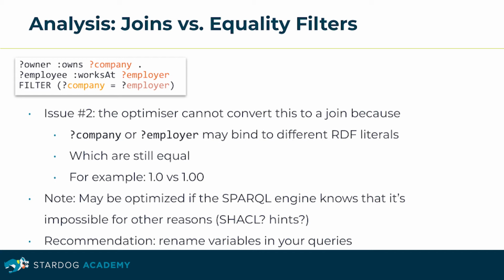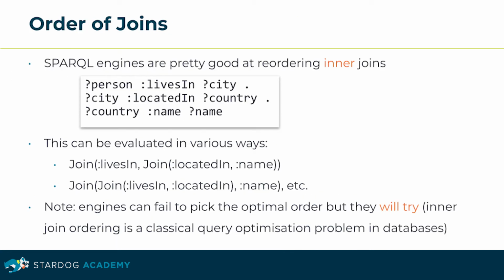So performing a simple adjustment of renaming the variables such that they naturally appear as a join, with the variable in the object position on one and the subject position on the other, is the recommended fix. With many graph patterns and expressions, the order of joins will be the next thing to consider. The good news is that SPARQL engines are pretty good at reordering inner joins.